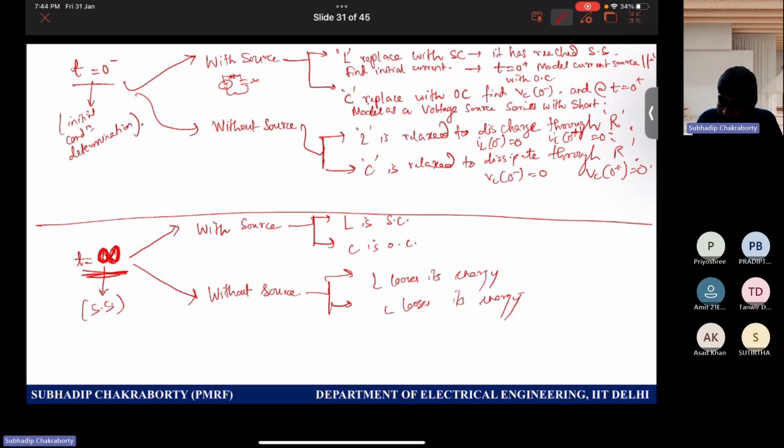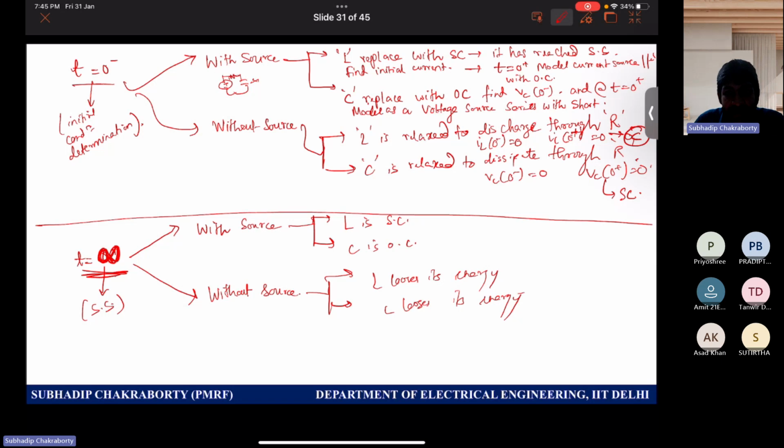So it can just imply open circuit, and it can just imply short circuit. At t equal to 0 plus, I am telling, if the initial part at t equal to 0 minus was without any source, all the storing elements would have already dissipated. So at t equal to 0 plus, they can be replaced by their short and open. For inductor, you need to open because no current was flowing. So no current is modeled as open circuit.